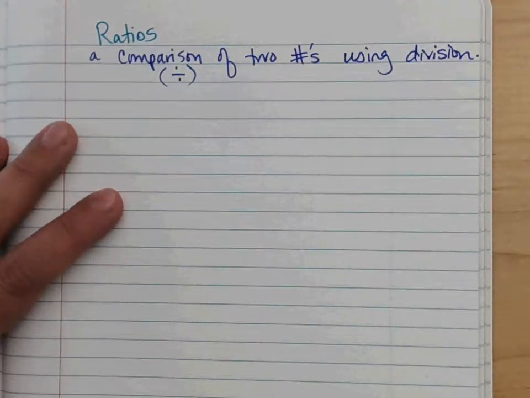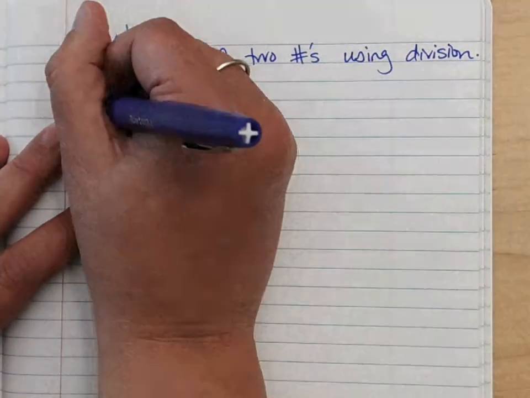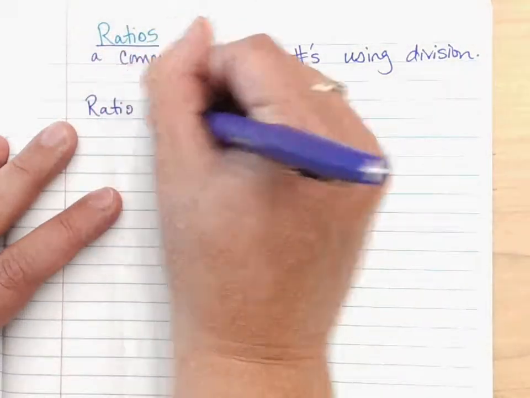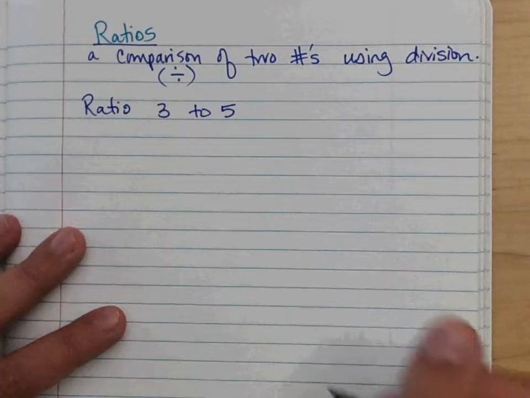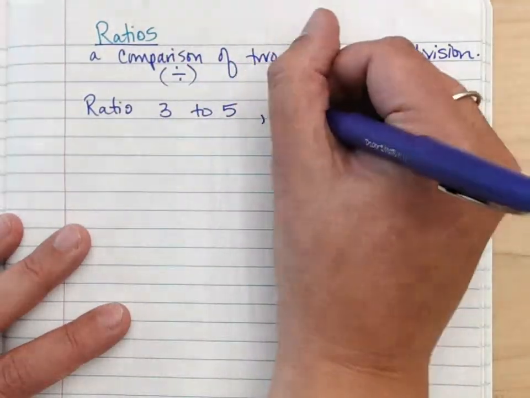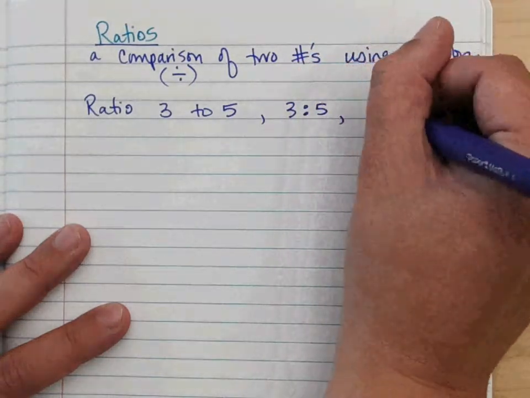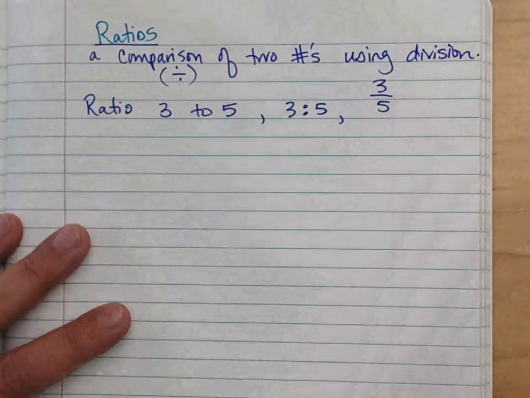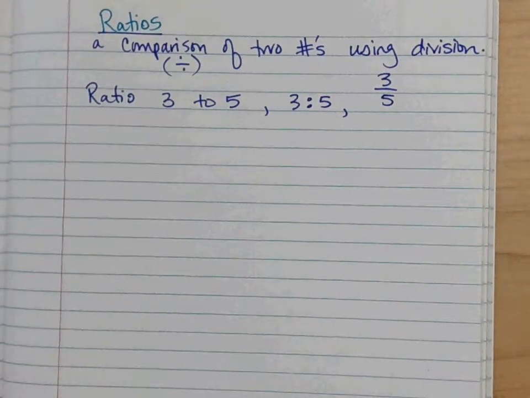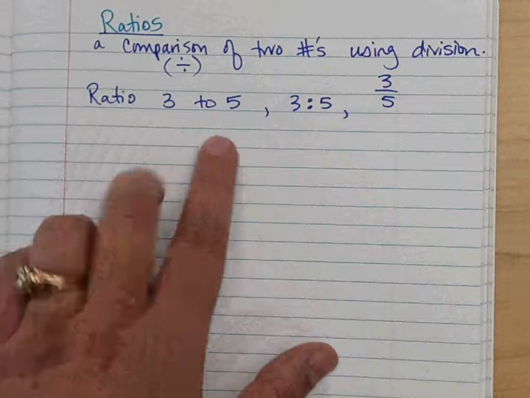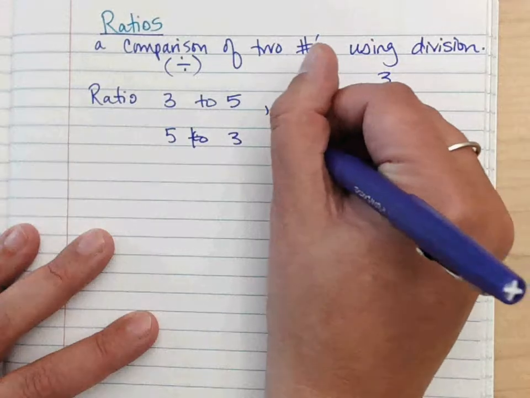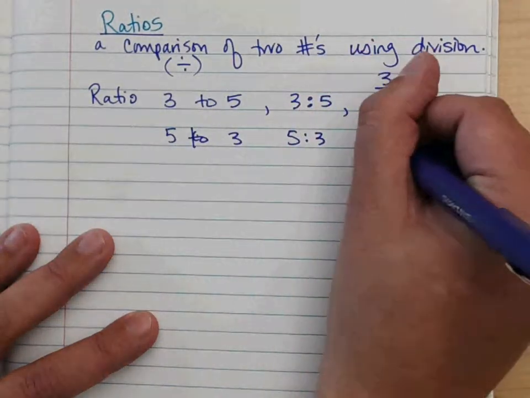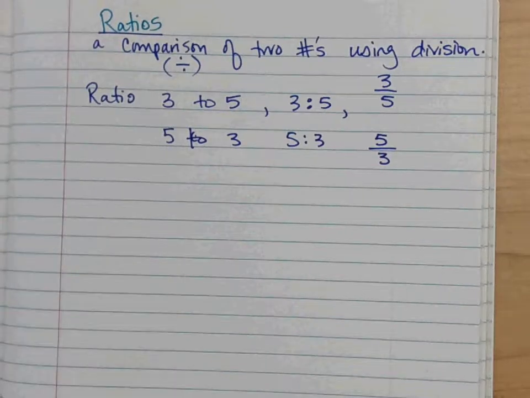A couple of different ways to write ratios. If I'm just comparing, okay, the ratio 3 to 5, I'm comparing 3 to 5. Then I can write it as 3 to 5, 3 colon 5, or the fraction way, 3 over 5. I just wrote the 5 accidentally first. But that order does matter. If I'm comparing 5 to 3, then I would put the 5 first or the 5 on top, because that's my comparison.